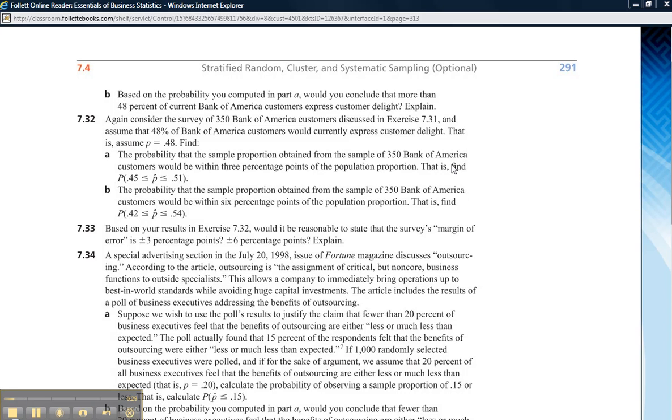We want to look at the probability of certain events to occur if the original distribution is 0.48, or the mean value is 0.48. So if I look at part A here, I'm looking for the probability that the proportion is between 0.45 and 0.51 if the original proportion is 0.48. Okay? So here what we're going to do, we need to go to Excel.